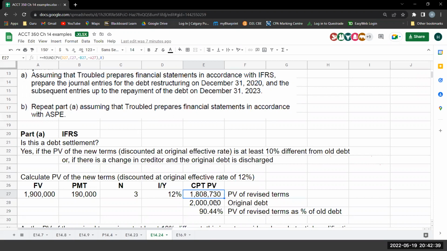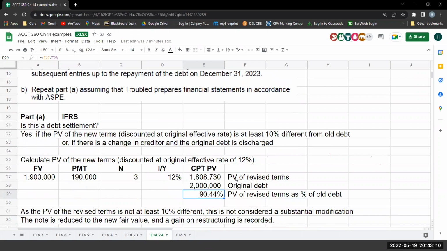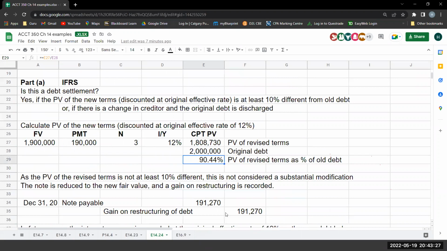Now, this number, if it represents a change of more than 10% of the original value of the loan, the original debt was $2 million. So if the change is more than 10%, then it'll be called a substantial modification, and it will be considered as if the old loan has been settled and replaced by a new loan. But when you calculate the numbers, the present value of the revised terms is 90.44%. So the change is only 9.56%. 9.56% is not more than 10%. So here we'll say it is not a substantial modification.